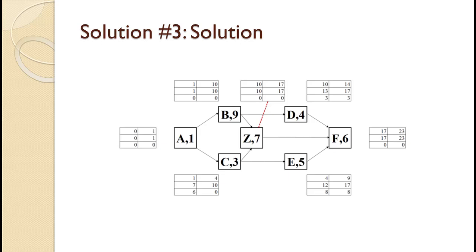The screen now shows the solution to example number 3. In working this problem, remember that both activities B and C now have multiple lines coming into them from right to left on the reverse pass.